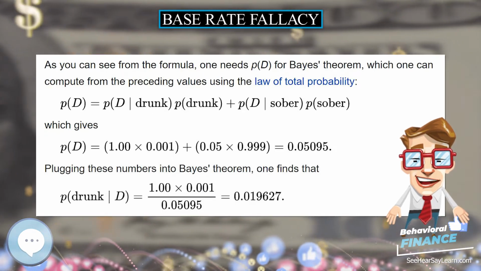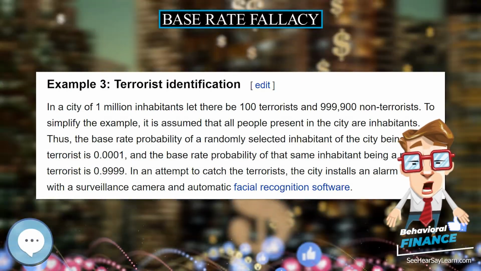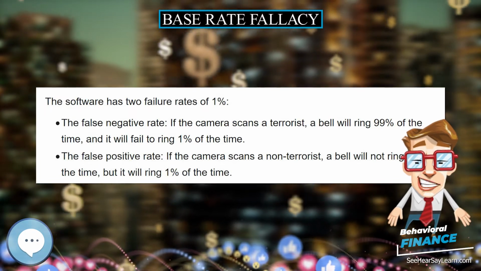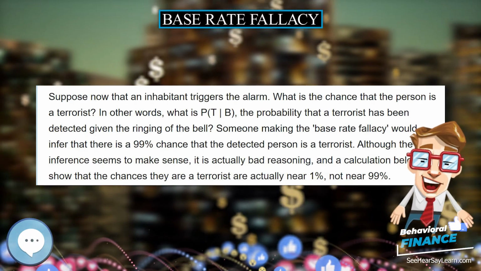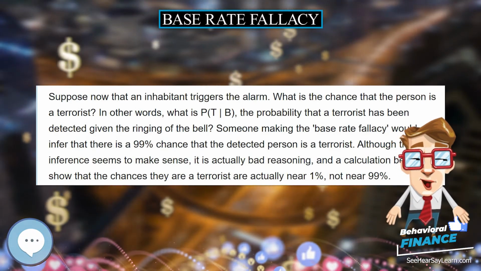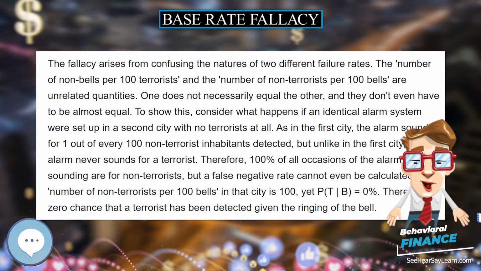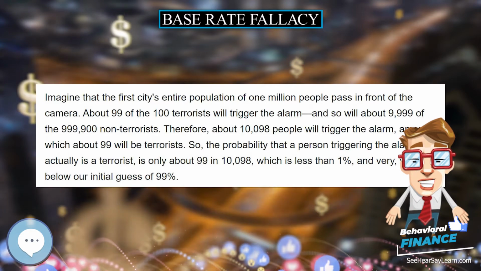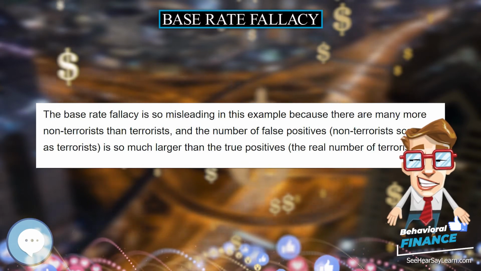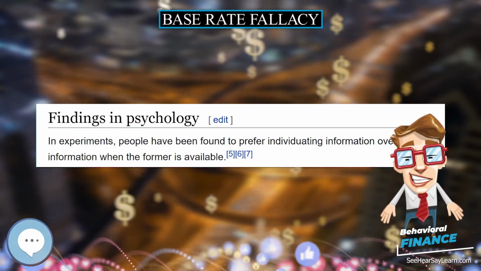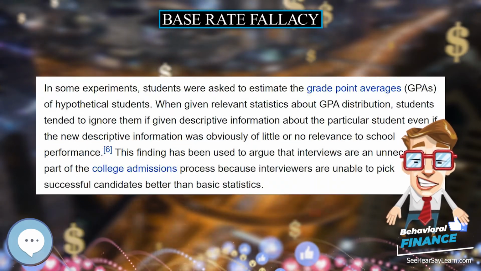To show this, consider what happens if an identical alarm system were set up in a second city with no terrorists at all. As in the first city, the alarm sounds for 1 out of every 100 non-terrorist inhabitants detected, but unlike in the first city, the alarm never sounds for a terrorist. Therefore, 100% of all occasions of the alarm sounding are for non-terrorists, but a false negative rate cannot even be calculated. The number of non-terrorists per 100 bells in that city is 100, yet PT(b) equals 0%. There is zero chance that a terrorist has been detected given the ringing of the bell.